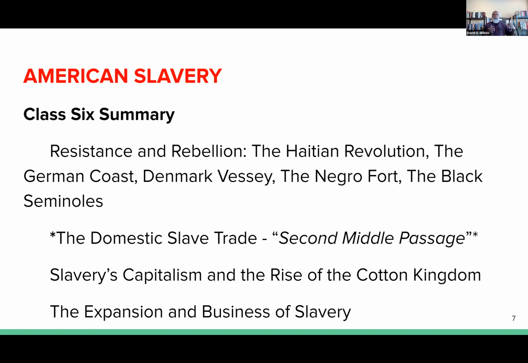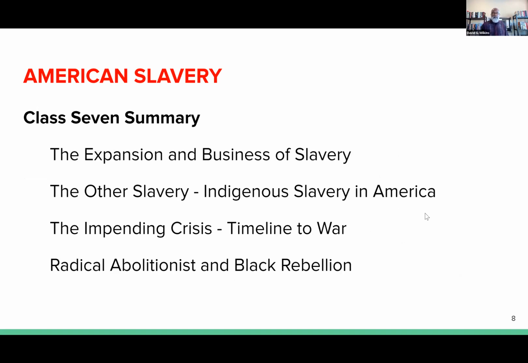You see, as the value of cotton would continue to grow, it would ultimately become the most valuable commodity in the world, the most highly traded commodity in the world. The value of enslaved men, women, and children would increase, such that you have a domestic slave trade. More than 1 million men, women, and children moved from the Mid-South to the Lower South to feed that cotton demand. And we focused then in class 6 and 7 on the expansion of the trade.